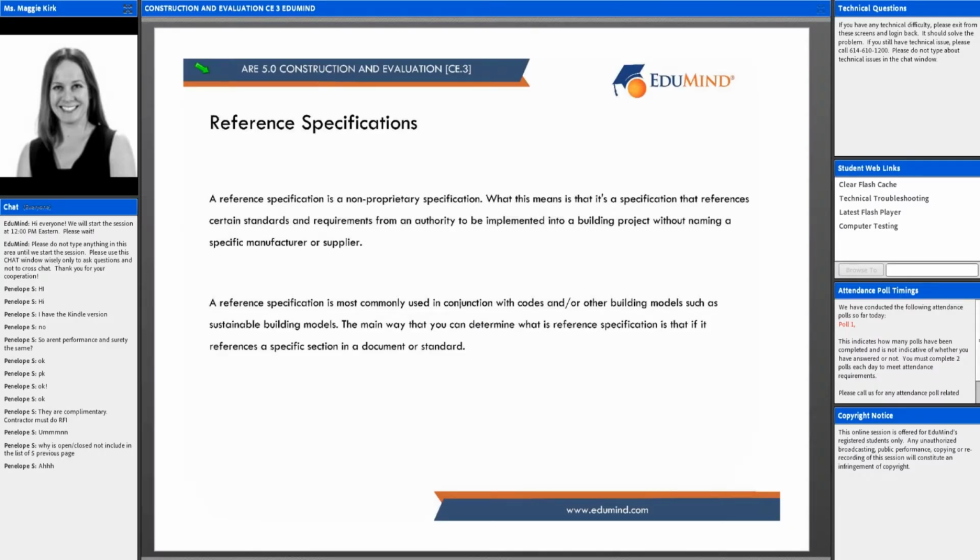The reference specification is, again, a non-proprietary specification. What that means is that it's a spec. I'm going to say spec because I'm getting tired of saying specification. Same thing. So it's a spec that refers to certain standards and requirements from an authority to be implemented into a building project without naming a specific manufacturer or supplier.